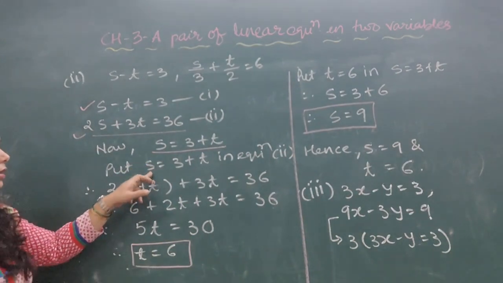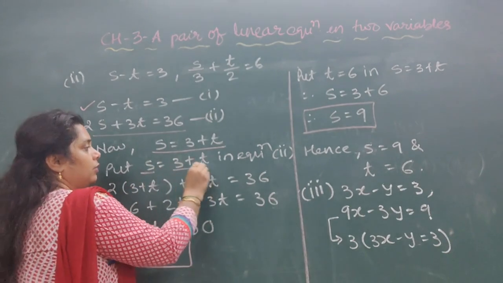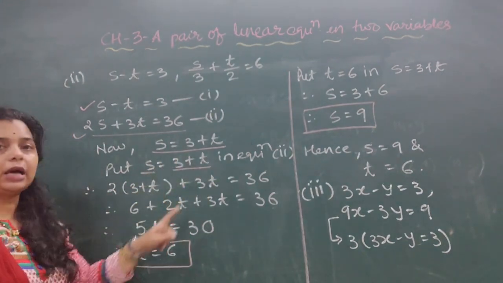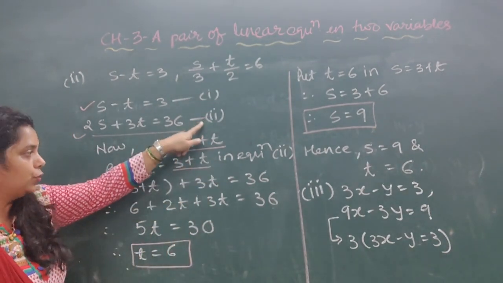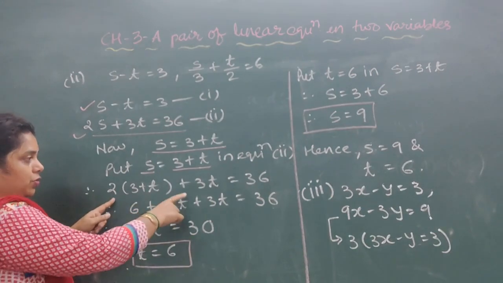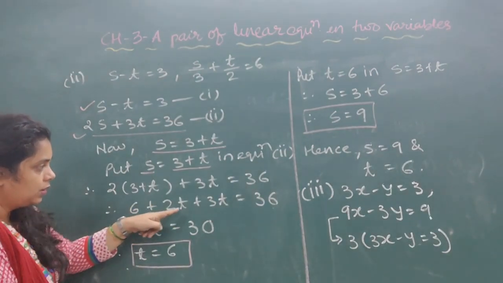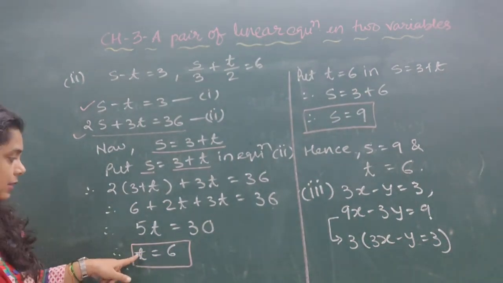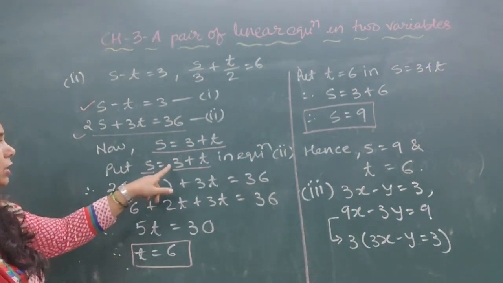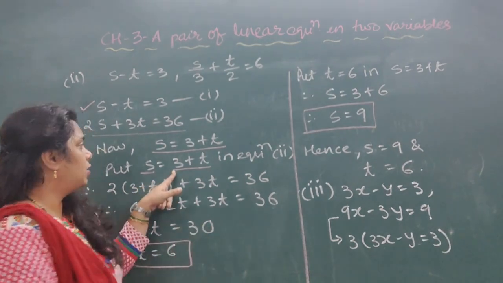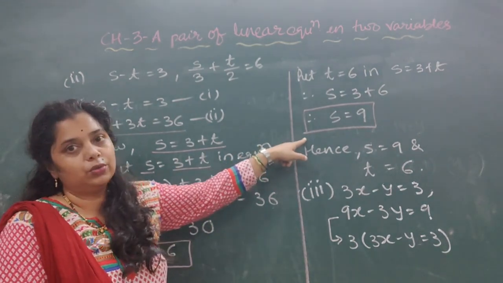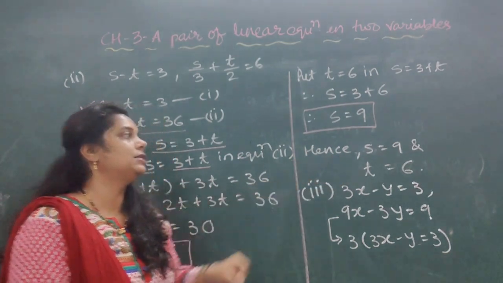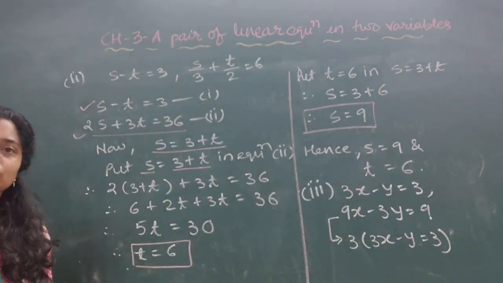Okay, so this value of s, which is 3 plus t, I put in equation 2. After substituting and simplifying, I get that t is equal to 6. This t is equal to 6, I put in this one to get the value of s. So s is equal to 9. Like this we get s is equal to 9 and t is equal to 6.